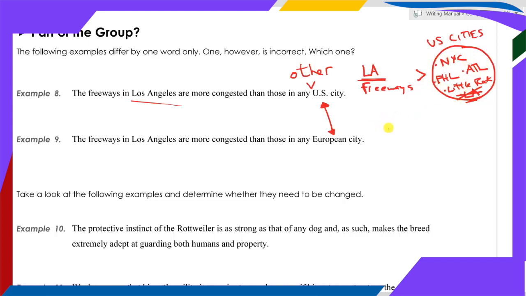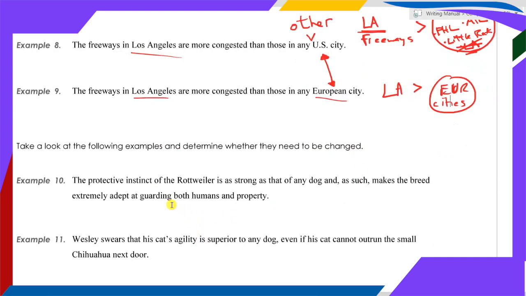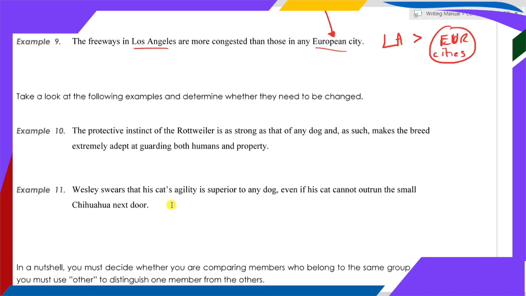Example 9 is perfectly fine because Los Angeles is not a member of the set of European cities, so we can say that the freeways in Los Angeles are more congested than those in any European city, because that comparison would be perfectly clear, as once again LA is not in the set of European cities. I can name some European cities, I'm just not writing them down right now to save some time. Like Paris, that's a European city.